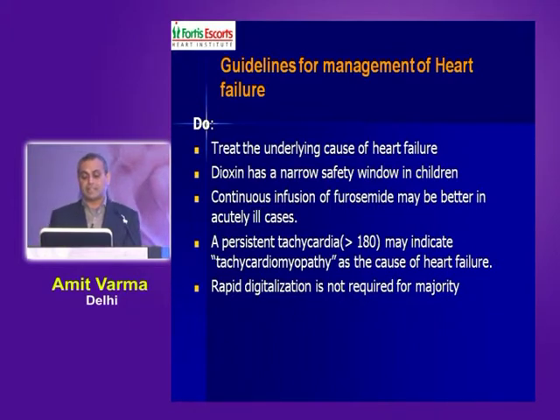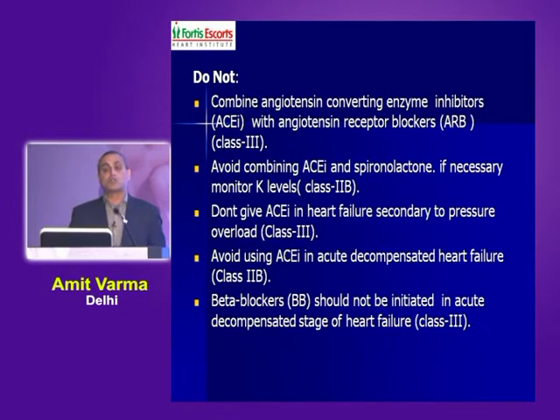A persistent tachycardia may indicate tachycardiomyopathy as a cause of heart failure, and rapid digitalization is no longer required for the majority of cases. So something that you need to be cognizant of. What you should not be doing is combine an angiotensin converting enzyme inhibitor with angiotensin receptor blockers. Avoid combining ACE inhibitors and spironolactone.